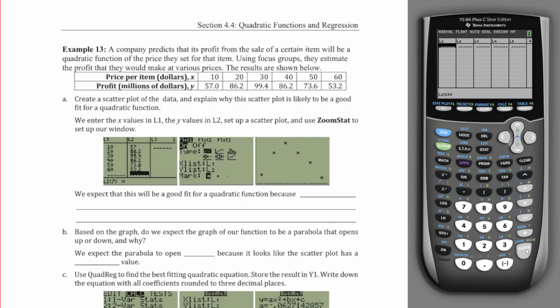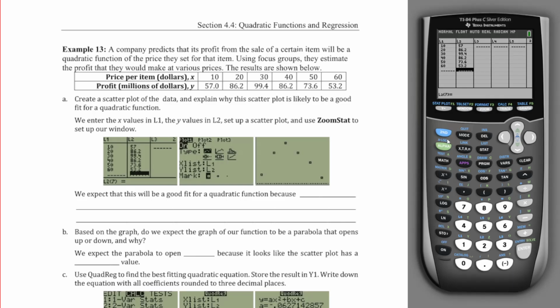So our x values are 10, 20, 30, 40, 50, 60. Our y values are 57.0, 86.2, 99.4, 86.2 again, 73.6, and 53.2.